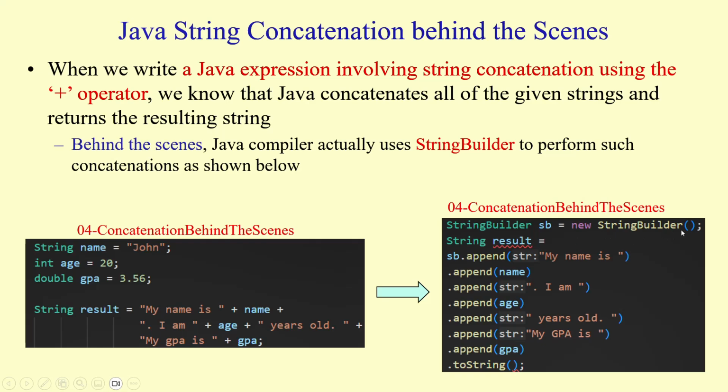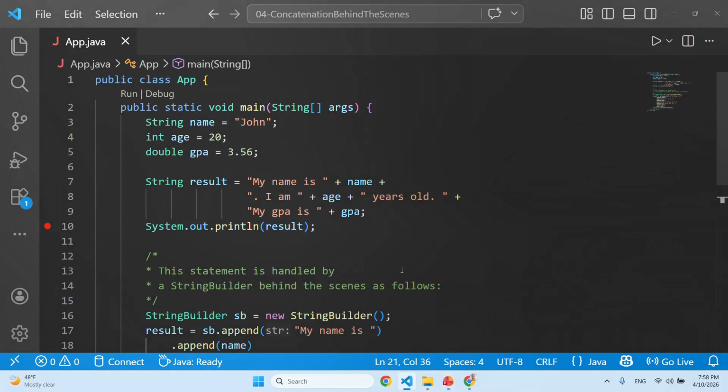So it creates a string builder, and then it says string result is equal to sb.append. So it takes the first string, then append, then append, append. And it basically uses method chaining. And then finally, it uses toString to convert the string builder into the string and then store it in this result. And that's what I did in this example.